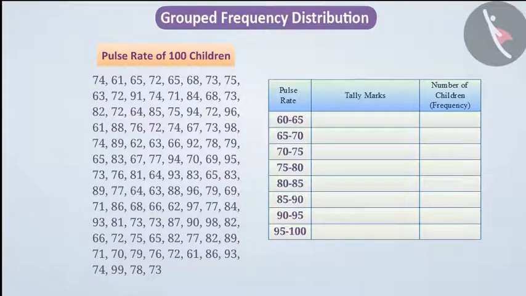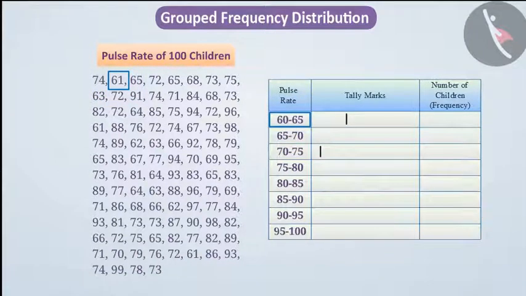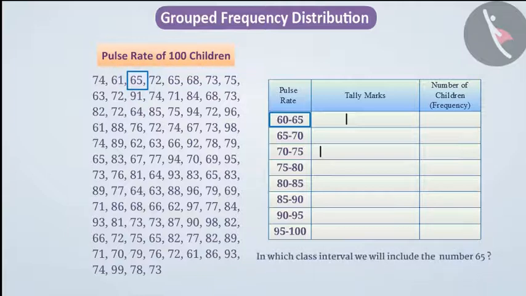The first number is 74, which we will include in the class interval of 70 to 75. The second number is 61, which we will include in the class interval of 60 to 65. The third number is 65. Can you tell in which group we will include it? Think.